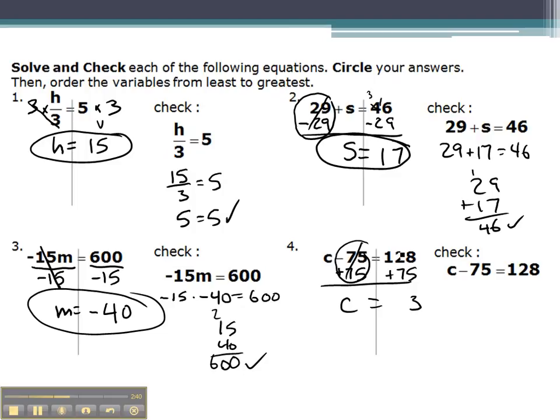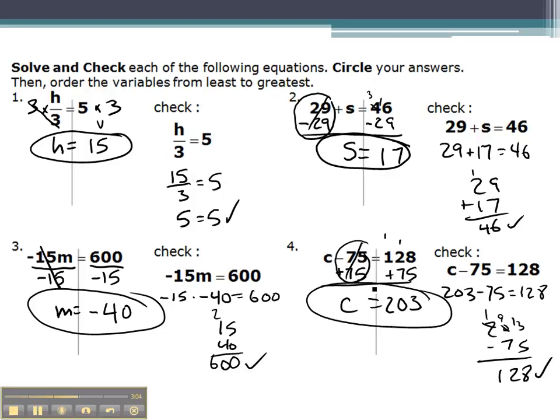8 and 5 is 13, carry the 1. 7, 8, 9, 10, carry the 1. So c should equal 203. Let's check it. 203 minus 75 should equal 128 if we did it correctly. 13 minus 5 is 8, 9 minus 7 is 2, 128, that checks out. So c equals 203.